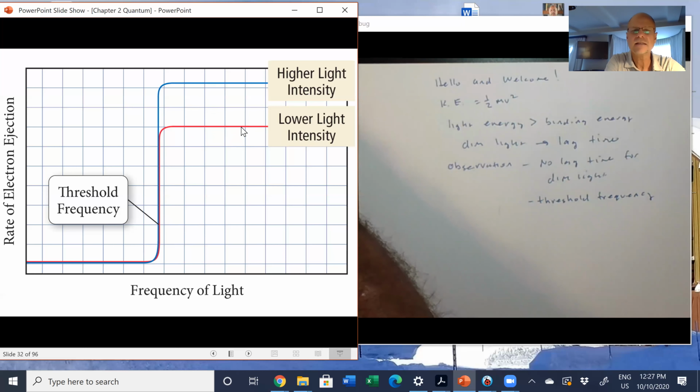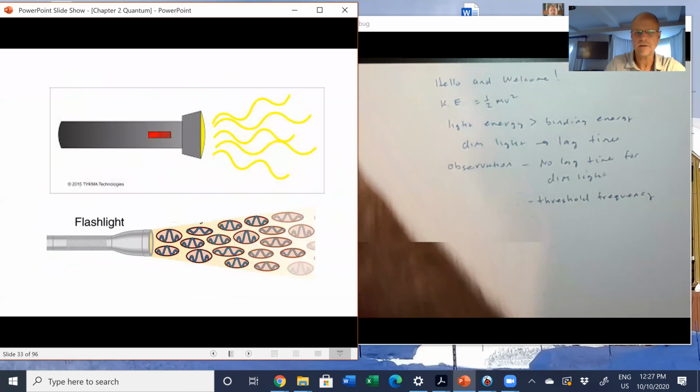And then the intensity of the light, all that did was increase the number of photoelectrons that were observed, right? So here's lower light intensity, fewer photoelectrons. Higher light intensity, more photoelectrons. But below the threshold frequency, it didn't matter how intense the light was, there were no photoelectrons emitted, right? So how could we explain this?